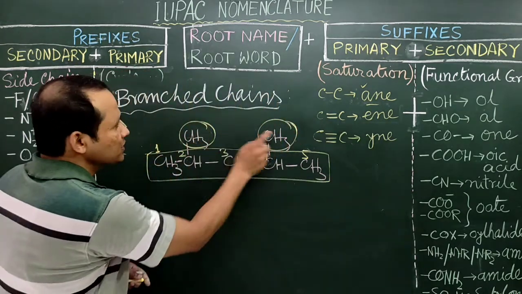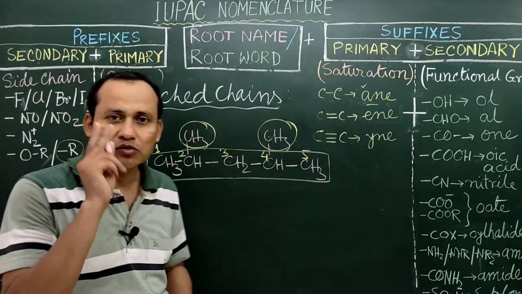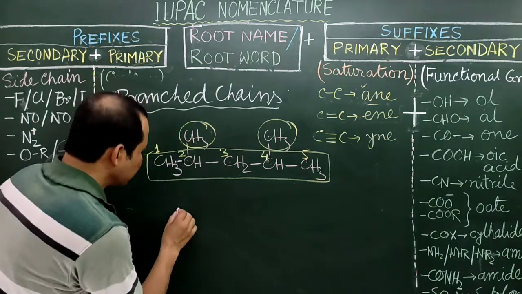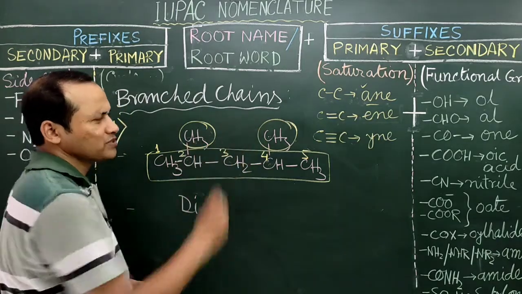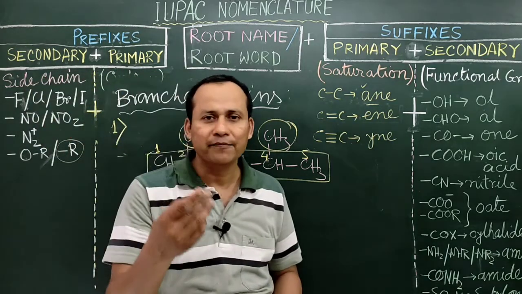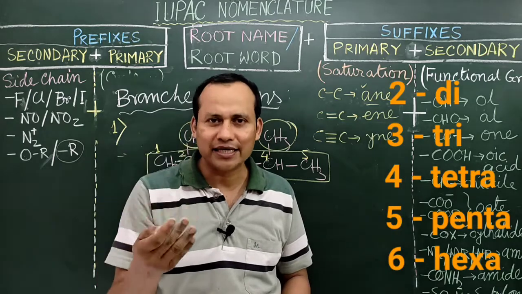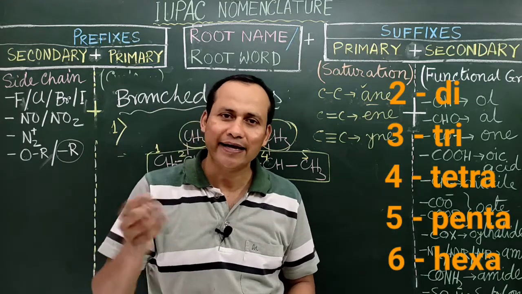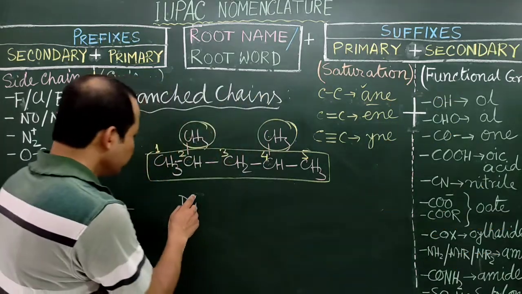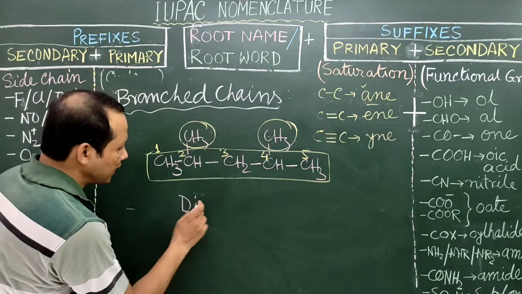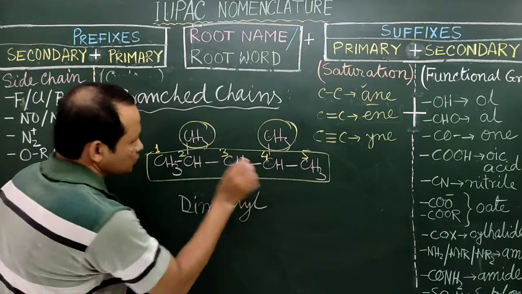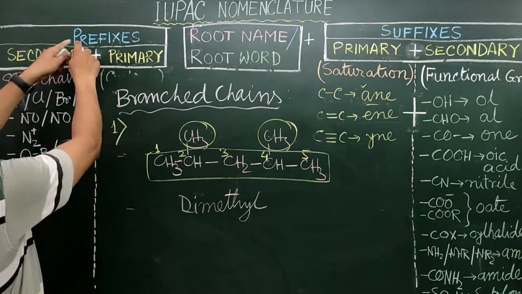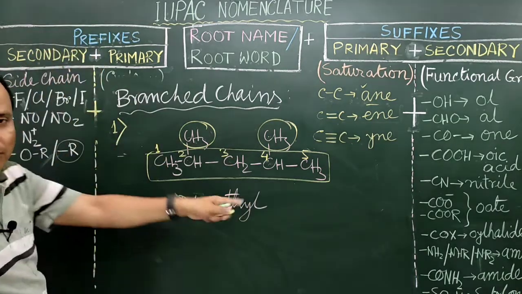Like this, 2 methyls are there. If 2 same groups are there, then the term di is written. If 3 same groups are there, then tri. If 4, then tetra, penta, hexa, and so on. So 2 methyl groups, so dimethyl. So dimethyl will be the secondary prefix of this compound.